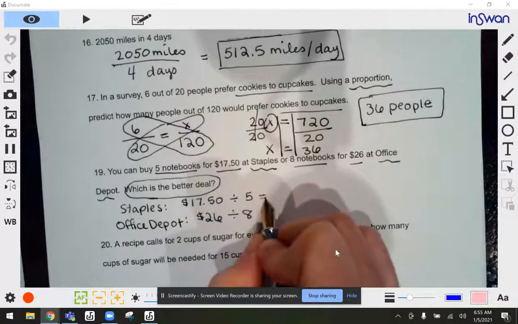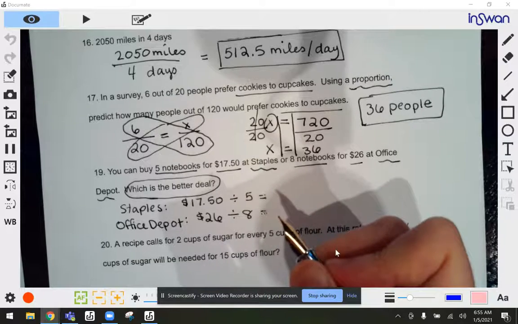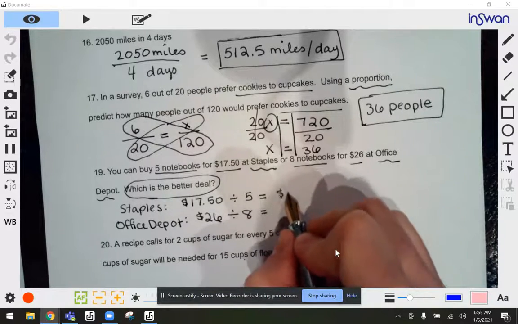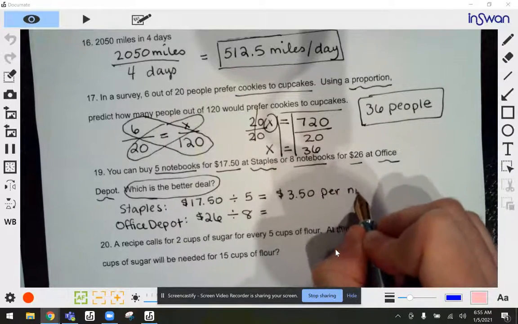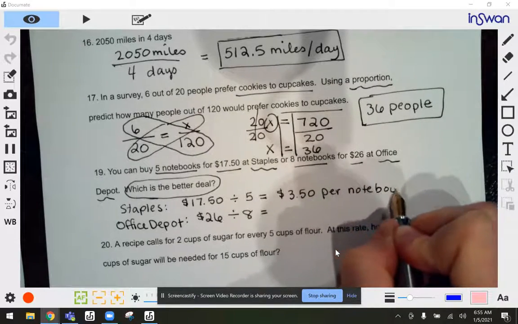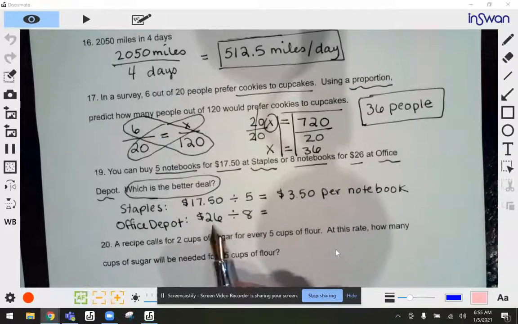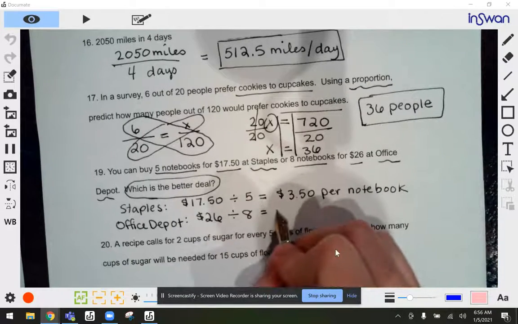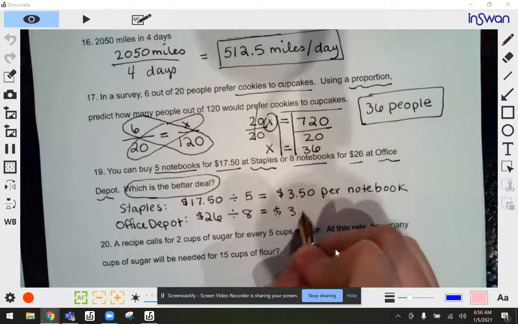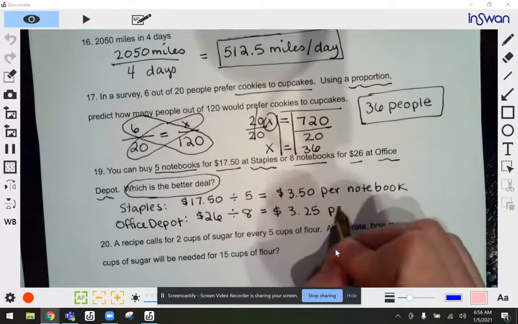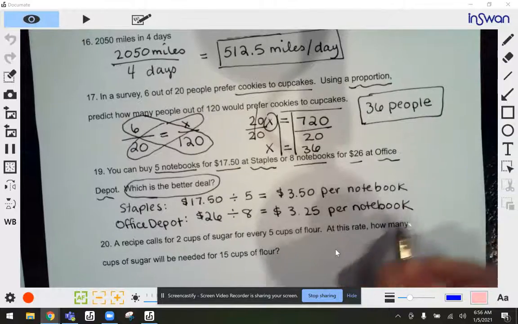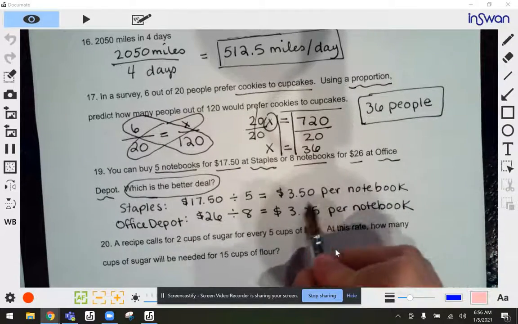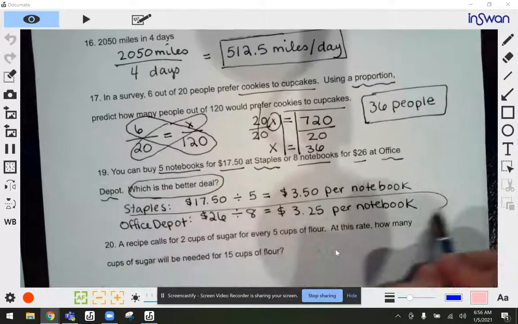Okay, so let's see what we get. $17.50 divided by 5 is $3.50 per notebook. And Office Depot, when we do 26 divided by 8, we get $3.25 per notebook. So the better deal is cheaper, right? So this one is going to be the better deal, Office Depot.